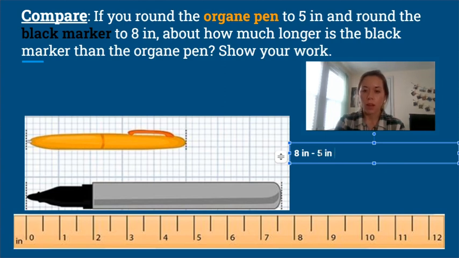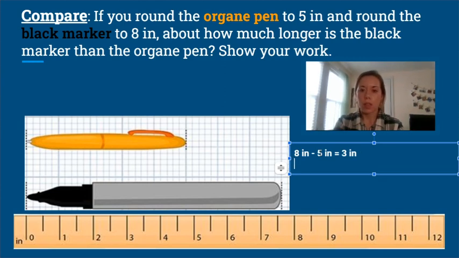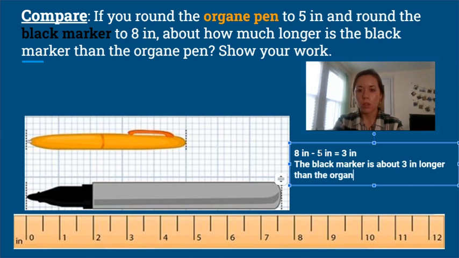All right, so if we subtract, not add, 8 minus 5, you can use whatever tool you like. I like to use my hands because I can represent 1, 2, 3, 4, 5. 3. So we get 3 inches. And we can also say that the black marker is about, because we're estimating, 3 inches longer than the orange pen. All right, and there's our number sentence too.